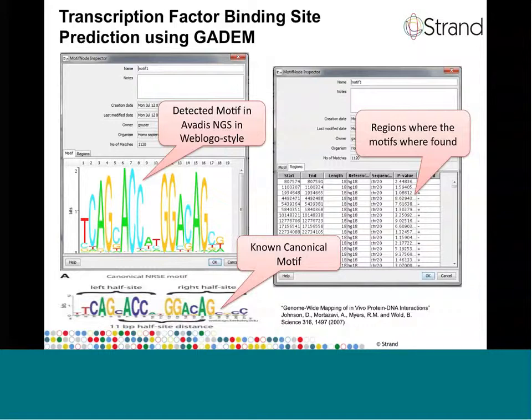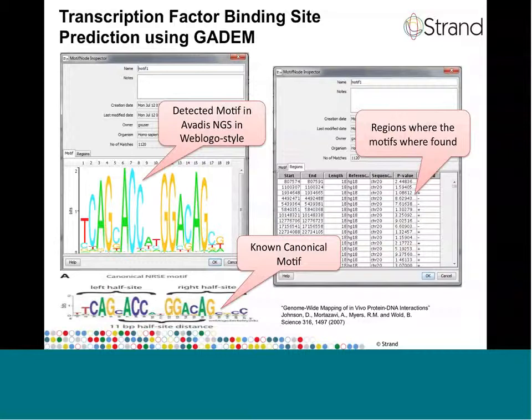The result is one or more short motifs, the result for one of which is presented here on the left side of the screen in web logo style. On the right side of the screen, the locations of the regions that contribute to this motif are listed, and the p-values to determine the confidence we can have in these motifs being found in this region are shown as well.